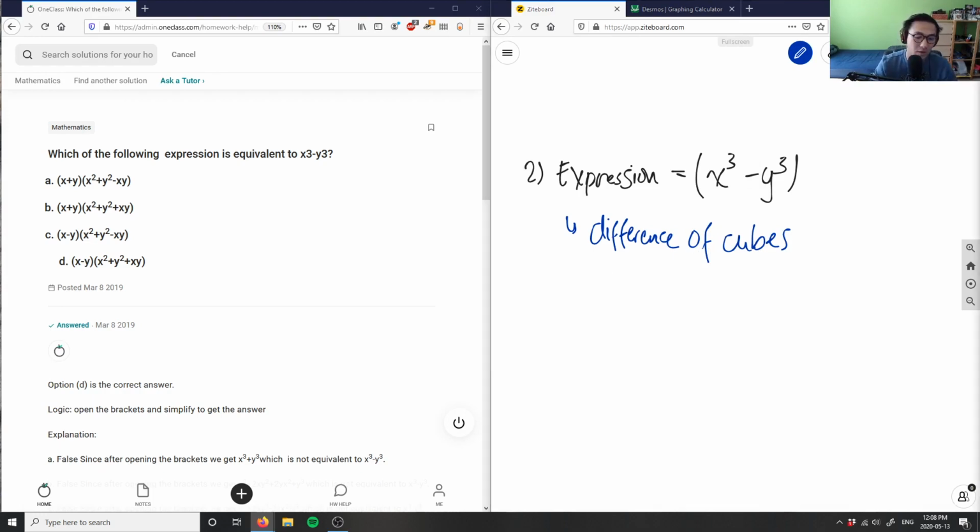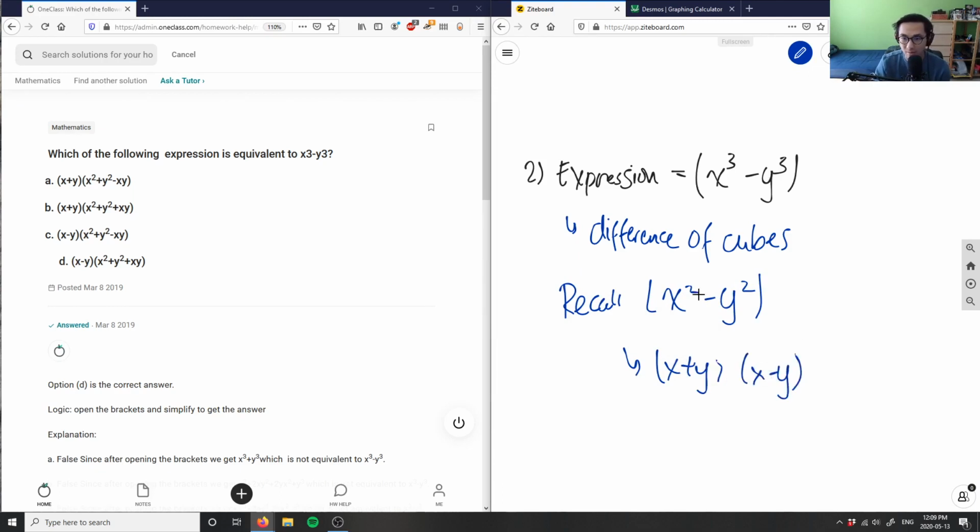And basically a difference of cubes is kind of like a difference of squares, except it's to a higher degree. So if you recall, if I had x squared minus y squared, I would get x plus y, x minus y, if I factor that. So this guy would have been a difference of squares. But now we have one level higher. So this here is a difference of cubes.